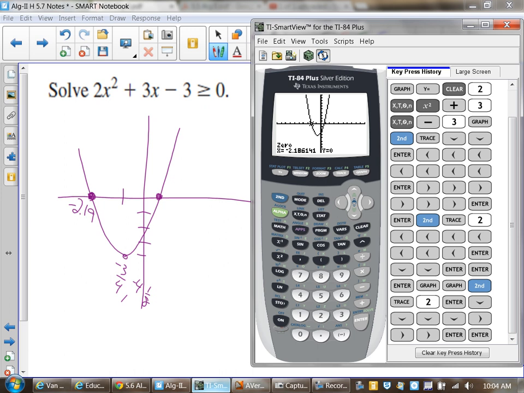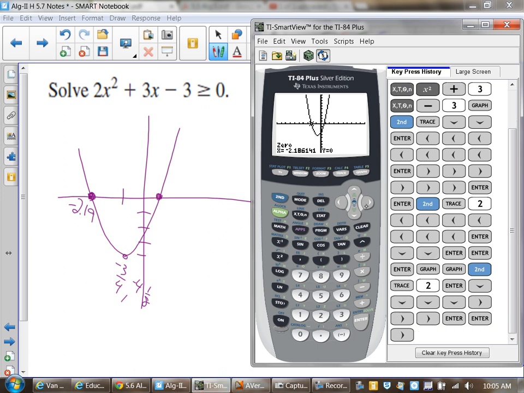What did we just do? Greater than or equal to, so am I including it or excluding that value? Am I putting a solid dot or an open dot? Solid. If it was less than, you'd have to do an open dot. Right. And then I do the same thing on the other side.